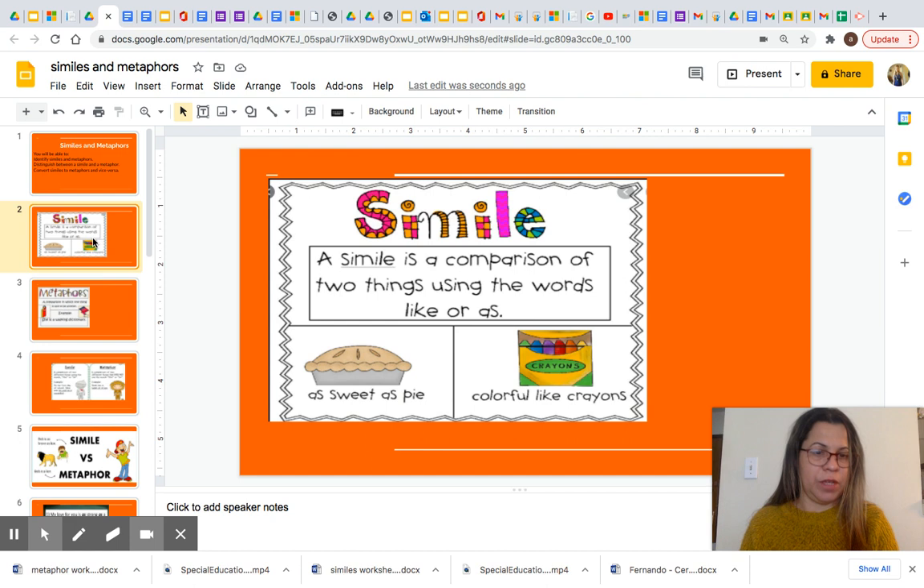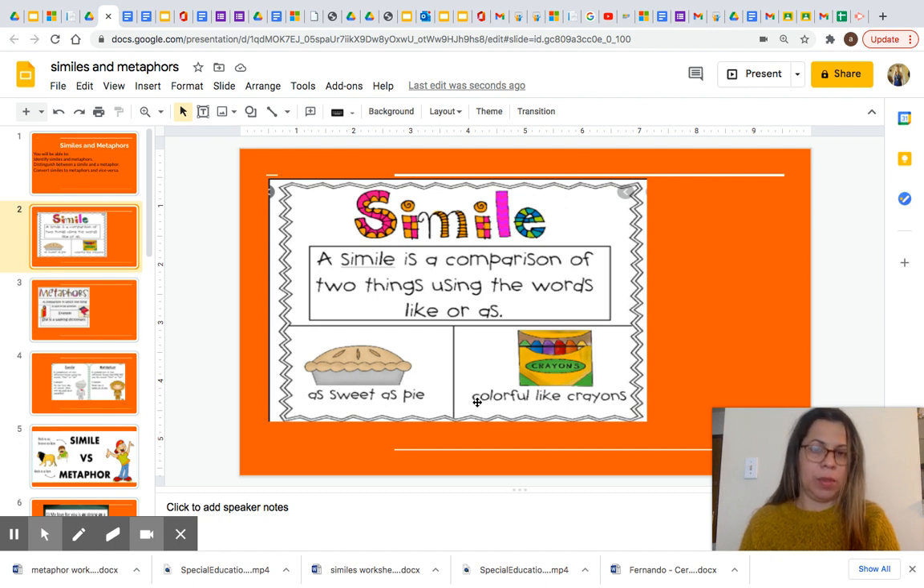Let's look at the definition of a simile. A simile is a comparison of two things using the words like or as. For this comparison to be a simile, you have to use the words like or as. For example, as sweet as pie. Something is being compared to a pie, and it is a simile because the comparison uses as.